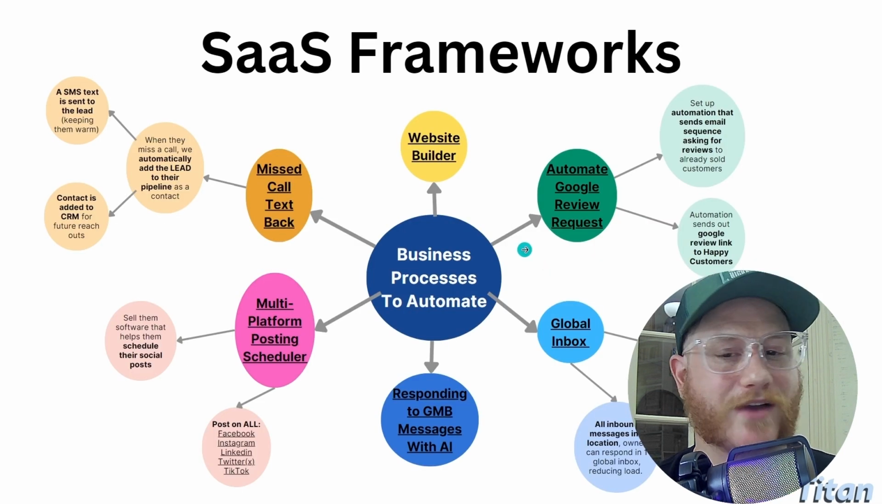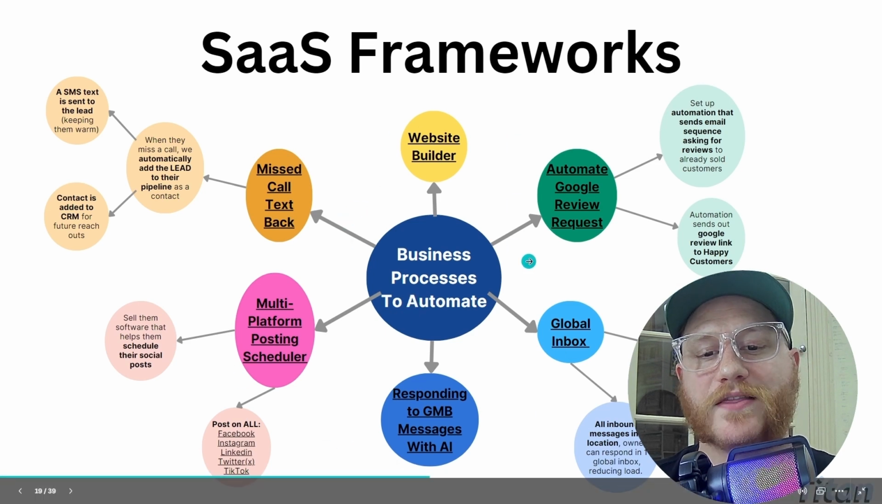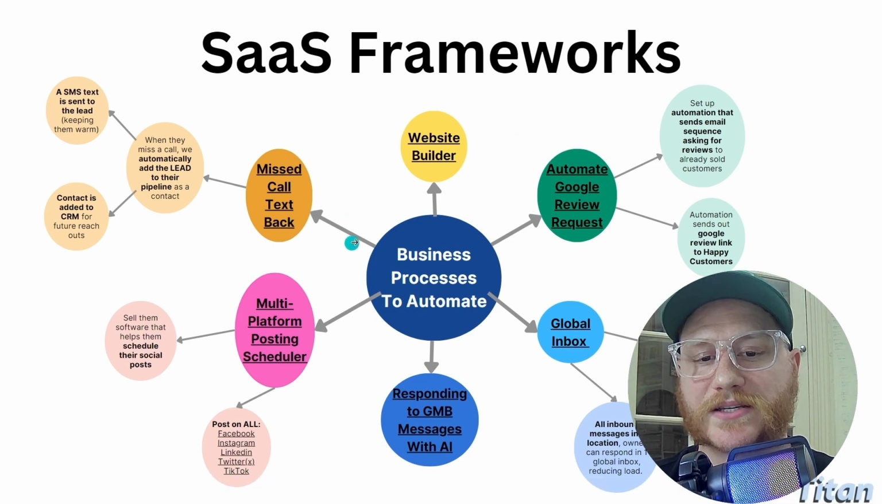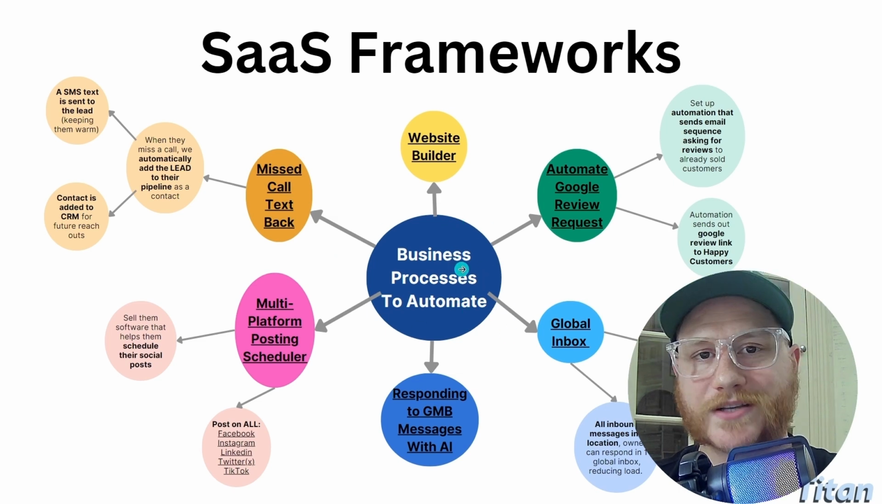So in this slide right here, I've gone ahead and pulled out some of the best softwares that you can sell to businesses right now. Now, I've labeled them business processes to automate because that's what we're trying to do with these SaaS frameworks.